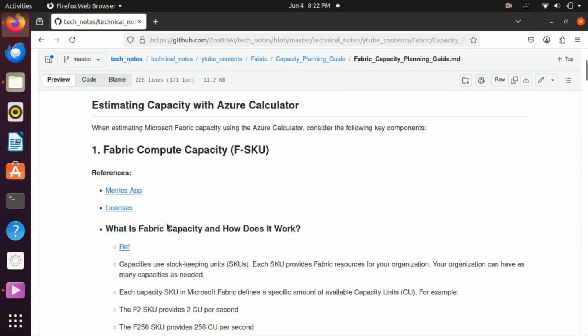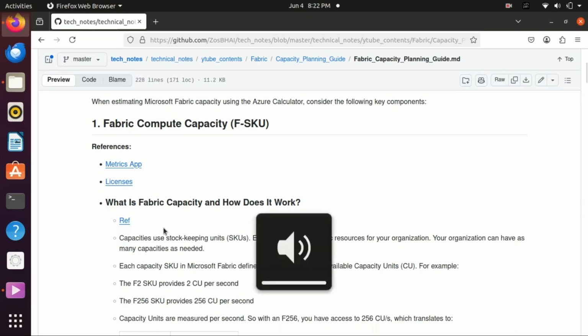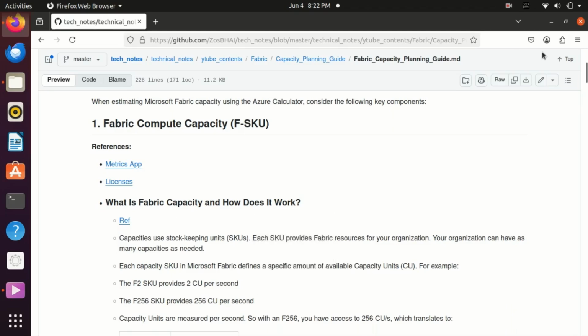Now let us start with the most important component in Fabric estimation, that is Fabric compute capacity. Capacity in Microsoft Fabric uses something called SKU, or the stock keeping unit. Think of an SKU as a package that provides a specific amount of compute resource for your organization. An organization can have multiple capacities depending on their requirements.